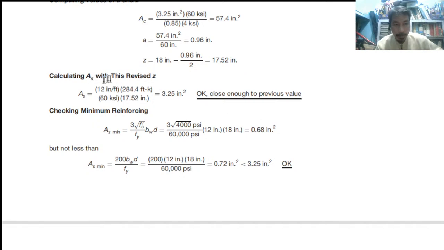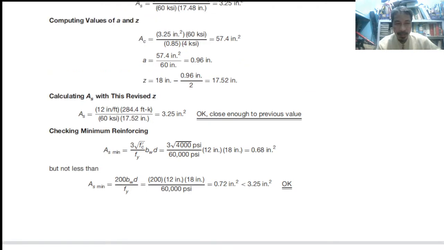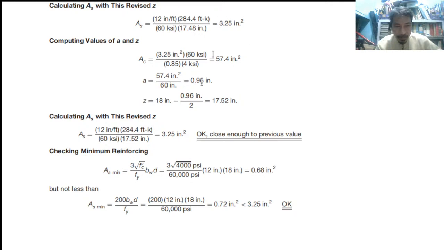Calculating AS with this revised value of Z, this author did not accept. That's why he recalculated the value, but later I found out that AS here is 3.25, the same. Okay, close enough. That's why I immediately accept that 17.52 is equal to 17.48. I accepted it because I know they will result in the same. But the beauty of this is that the author, who is an expert, already knew this. He made this step just for learning purposes. Okay, close enough to previous value. Therefore, use that.